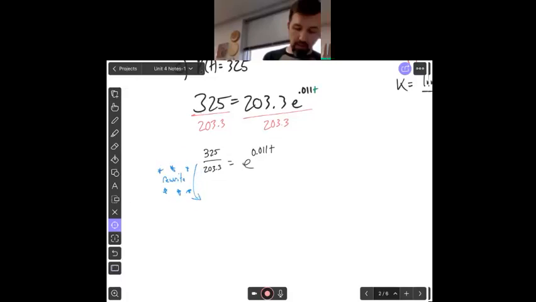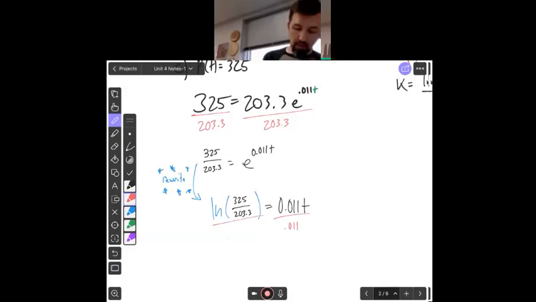So at some point I'm going to have to rewrite it. So you're recognizing it when my power is isolated. That's my rewriting step. And because it's base e, it's natural log. And then the answer, the 325 over 203, becomes the argument. And that equals the exponent. Remember, a logarithm is an exponent. So it should equal the exponent, the 0.011t. Then we're going to divide by 0.011. And that'll give us our t value.